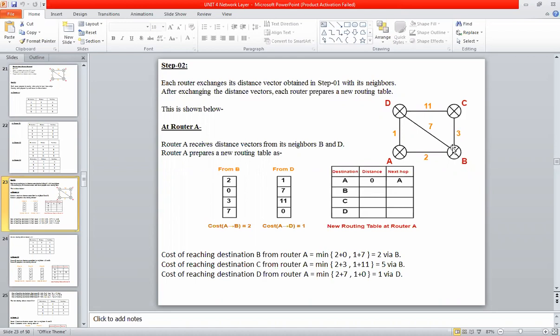The first path is from C to B, B to A. You have to consider many links. How many links are connected? You have to consider all the links, all the paths. After considering all the links, all the paths, you have to calculate which path is the shortest, which is the minimum weight, which one is the minimum cost, which one is the minimum delay. That we have to consider over here.